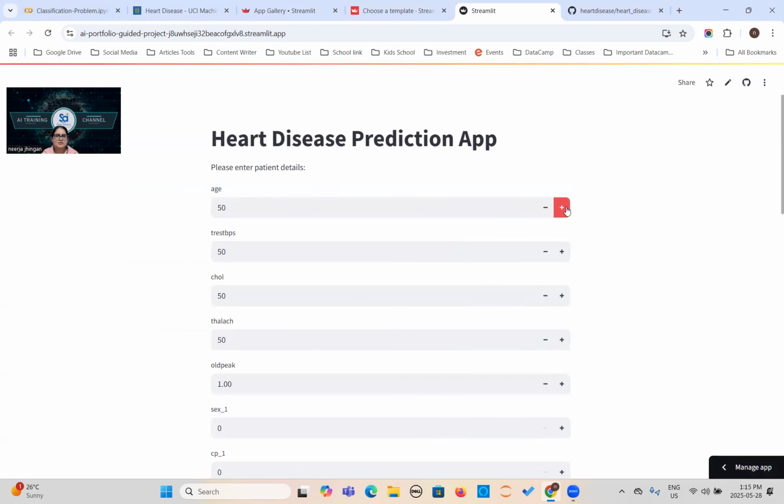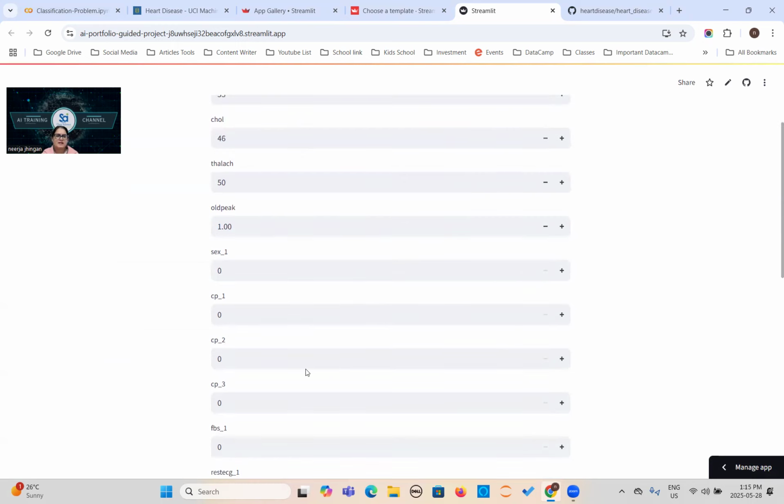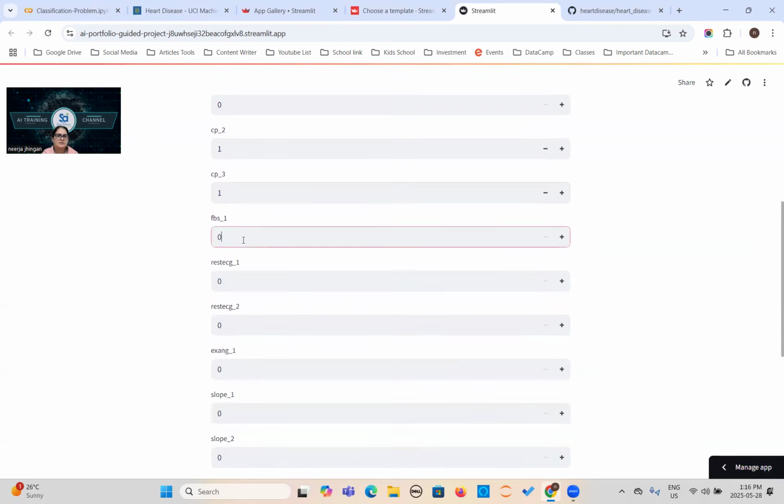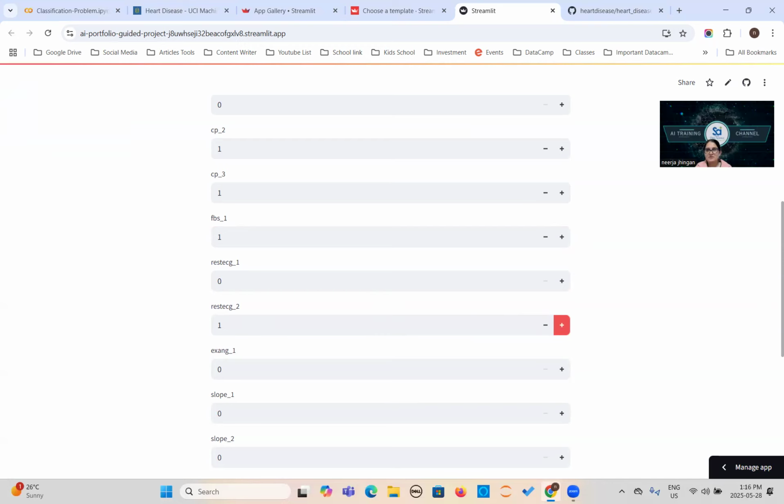Now let's see. You can add the age like this. You can change the value in the cholesterol level. You can add the value. Okay, so chest pain, we have seen chest pain 3 was used, right? So we will make this one enabled, and you can use this one. You might be thinking why it is showing this one too, because we have converted it into the one hot encoder, right? Dummy.